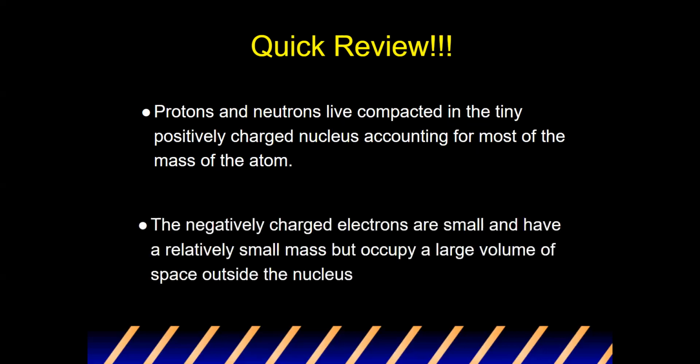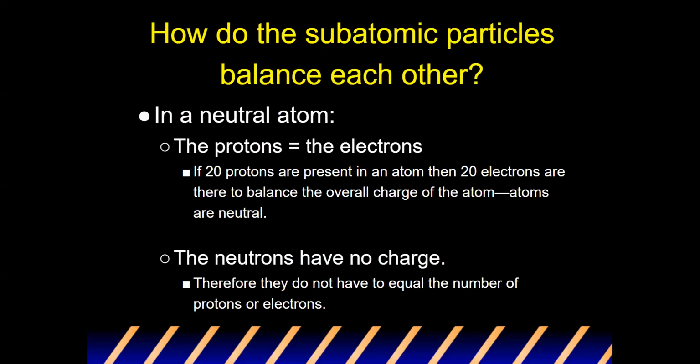The electrons are found in the electron cloud, and they're negatively charged. They have a relatively small mass, but they occupy that very large area outside of the nucleus known as, again, the electron cloud. All right, so lots to go over here.